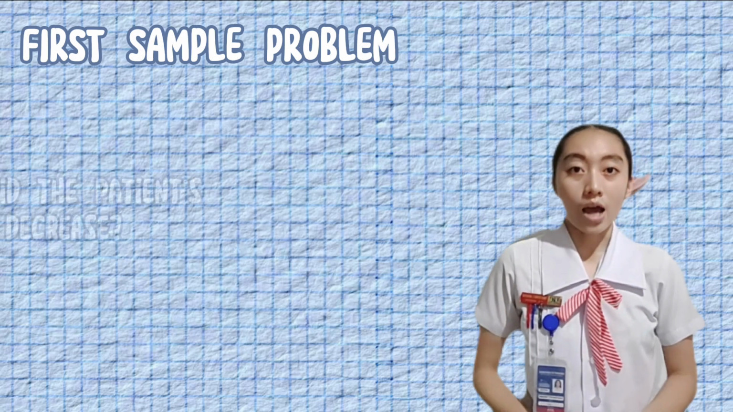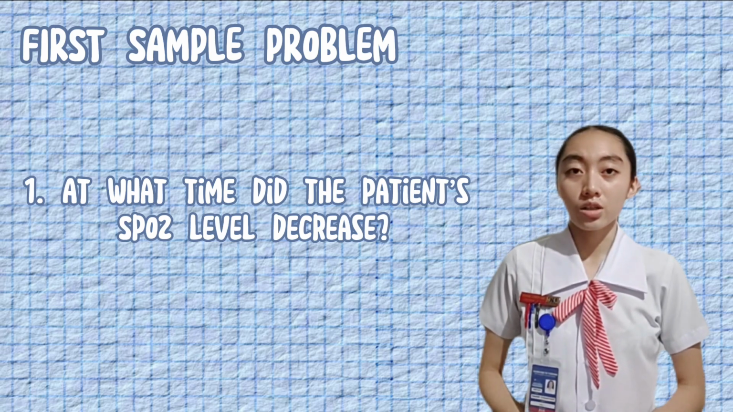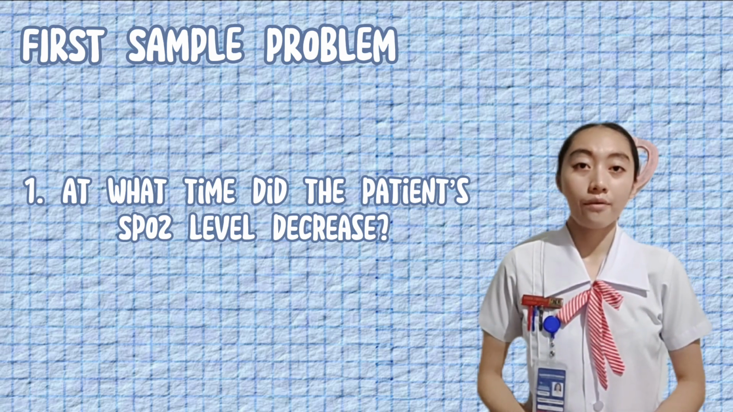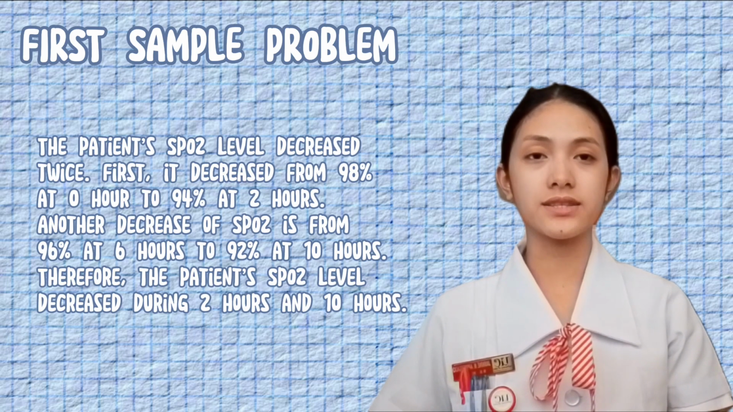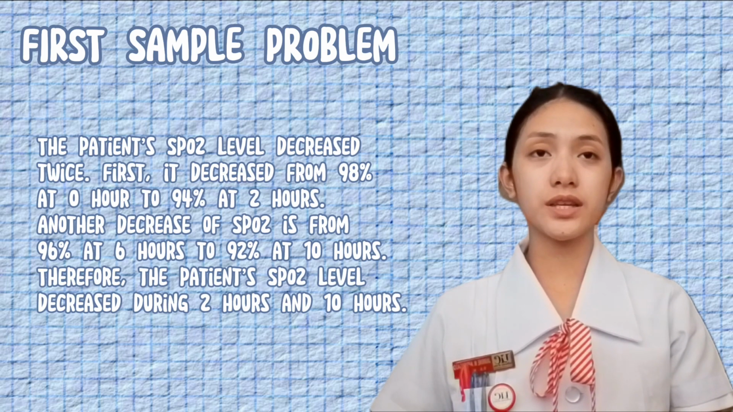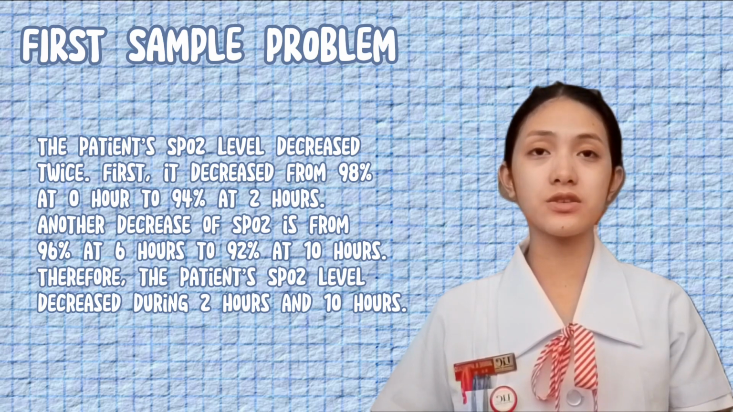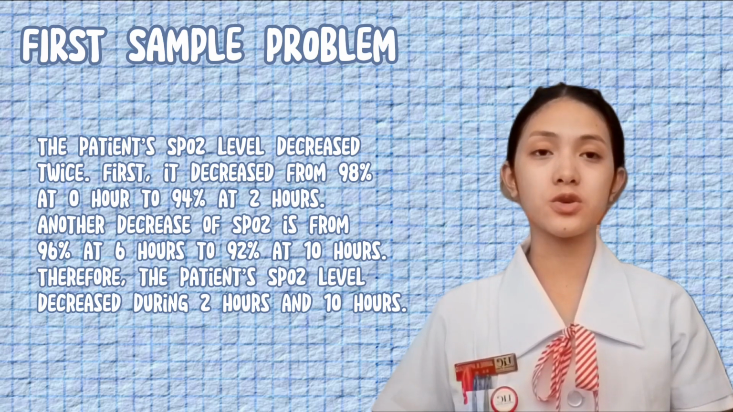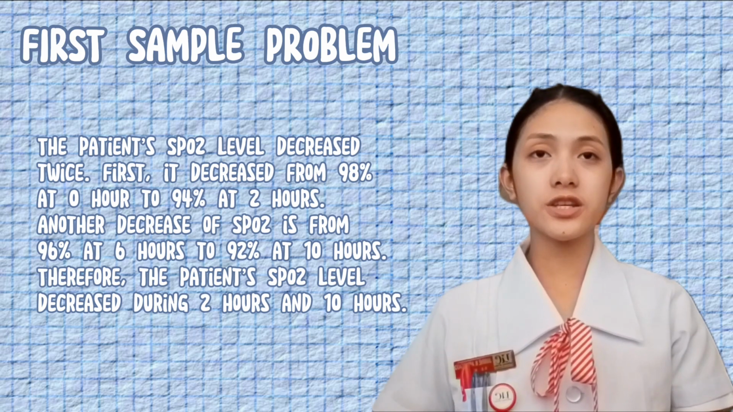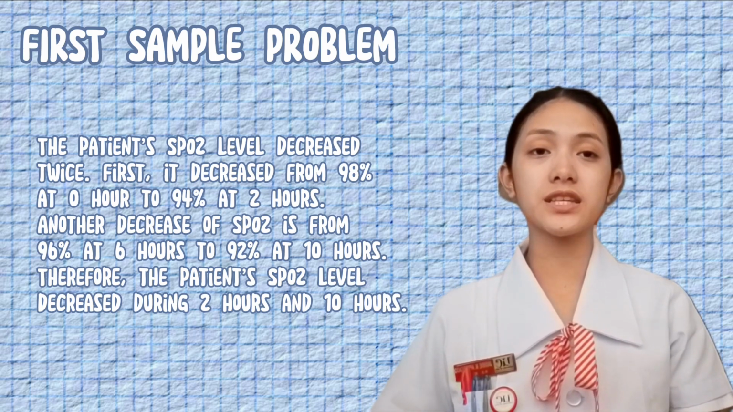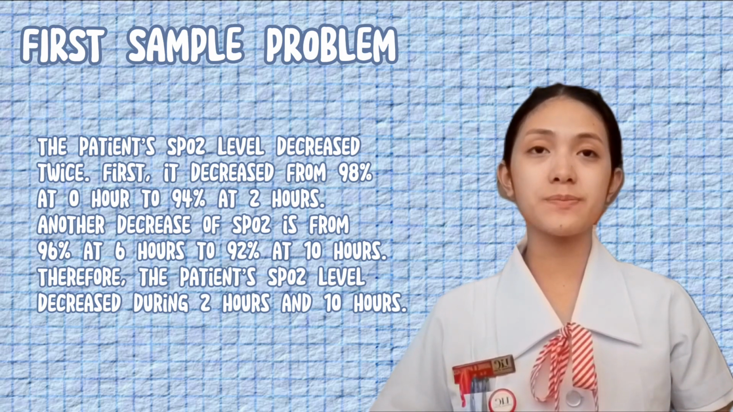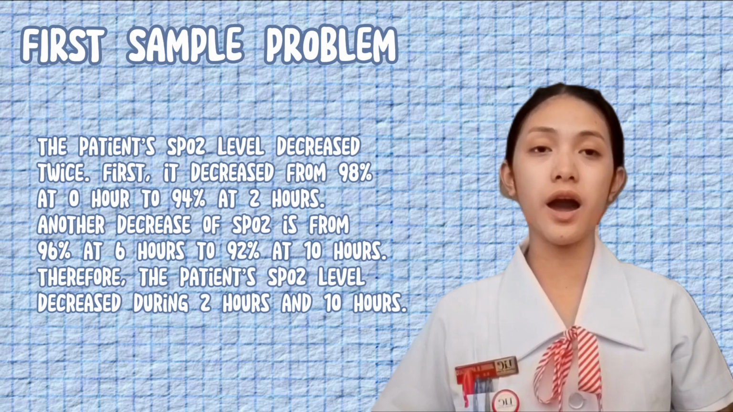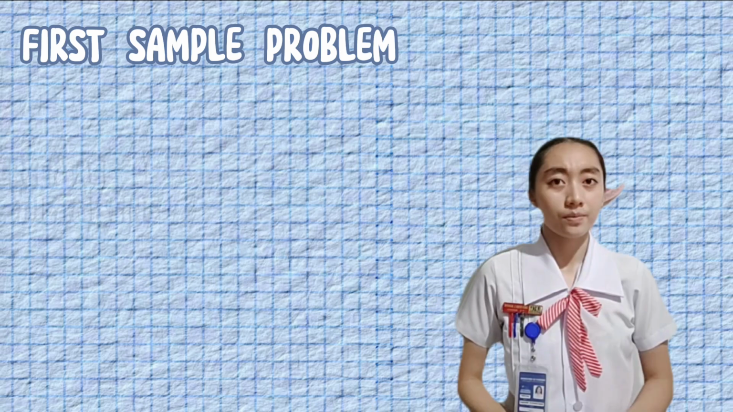First, at what time did the patient's oxygen saturation level decrease? The patient's SpO2 level decreased twice. First, it decreased from 98% at 0 hour to 94% at 2 hours. Another decrease of SpO2 is from 96% at 6 hours to 92% at 10 hours. Therefore, the patient's SpO2 level decreased during 2 hours and 10 hours.